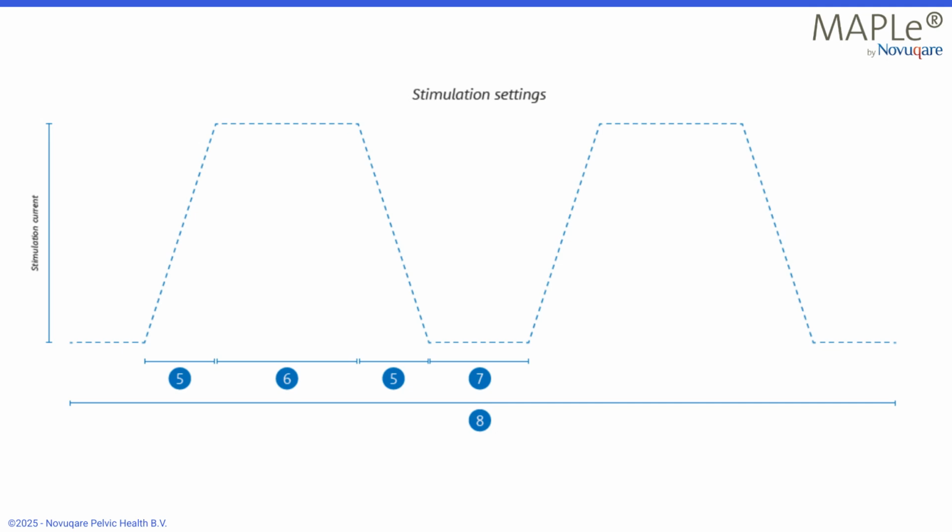Above, we show it again in the line graph. At number 5, we set the fade-in/fade-out. At number 6, we display the hold time, which can be adjusted in steps of 1 second. Number 7 shows the pause time, which can also be adjusted in steps of 1 second. Number 8 indicates the total number of cycles.